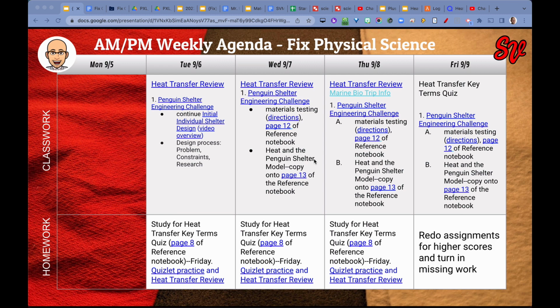Alright, so Monday we definitely had a holiday, so nobody was there. We had our Penguin Shelter Engineering Challenge. We continued that, and we finished up the initial individual shelter design, and we started the design process, problem, constraints, and research. So let's take a look at that.